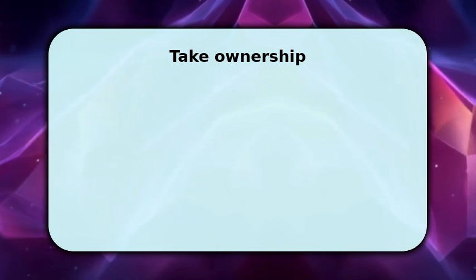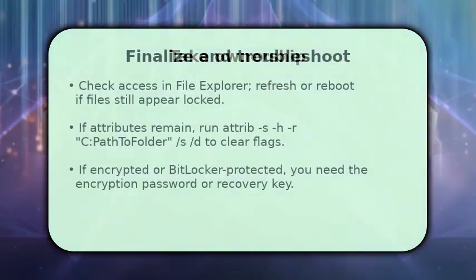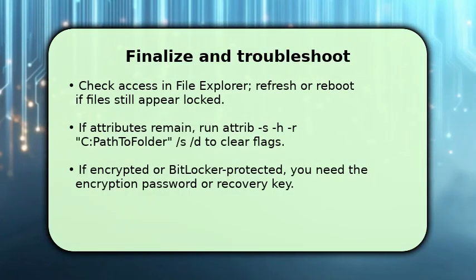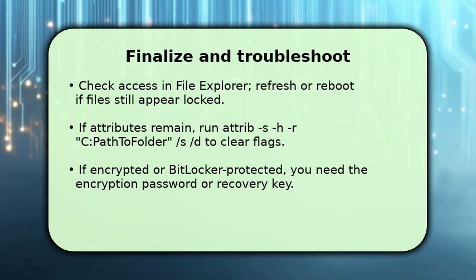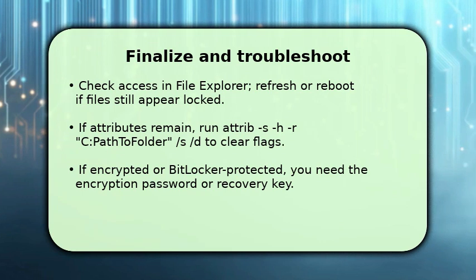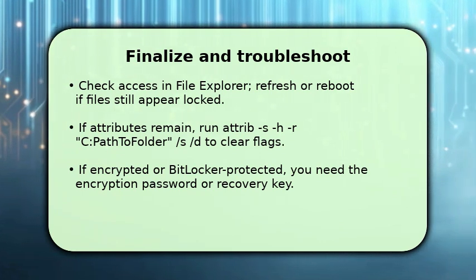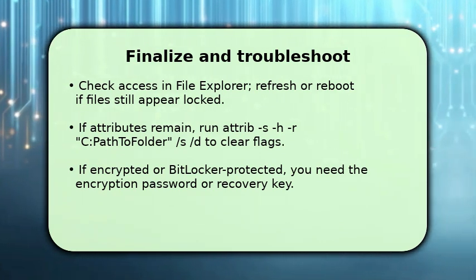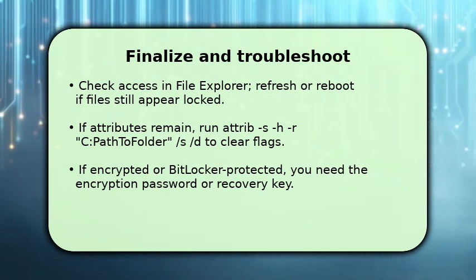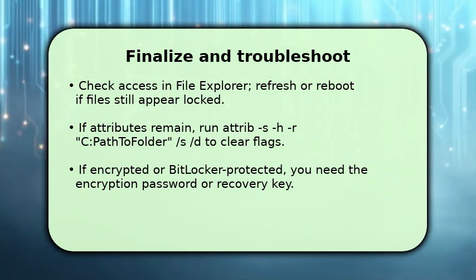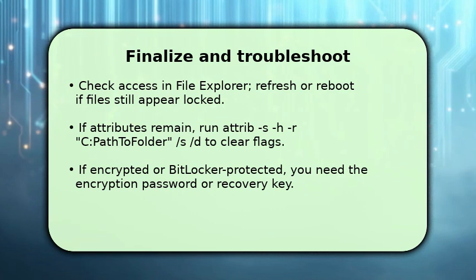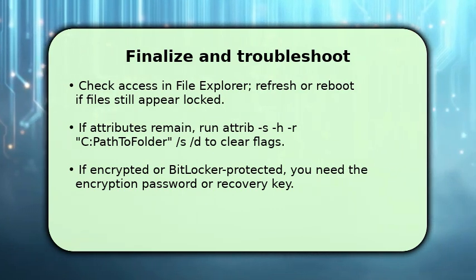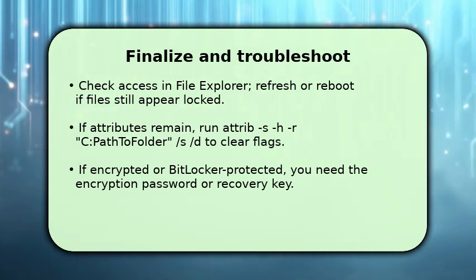If you see access denied, run the commands again as administrator and make sure the path is correct. You should now open the folder in File Explorer and confirm you can read and modify files. Once done, clear any leftover attributes with attrib -s -h -r /path/to/folder /s /d, then refresh or restart if necessary. Make sure to restore any intended security settings after you finish.